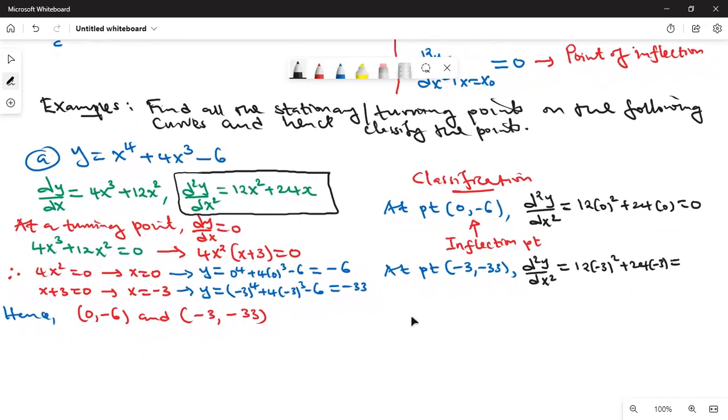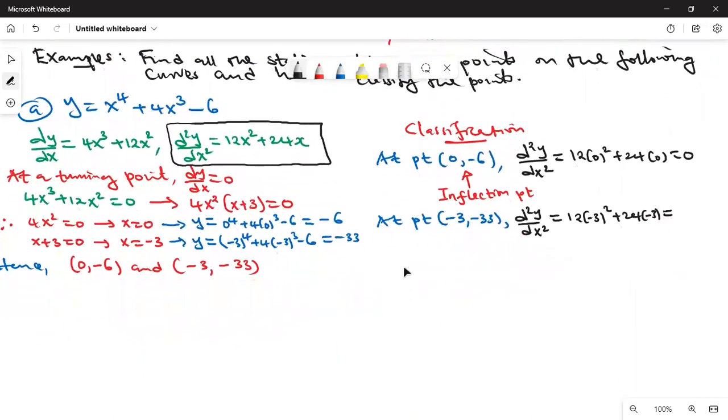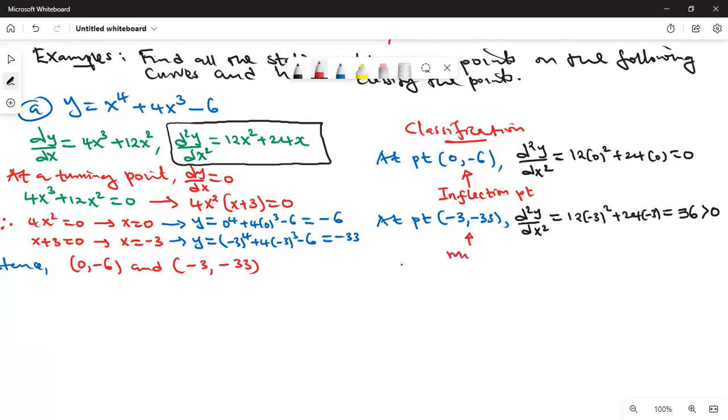Let me take this to the left and up. So the result here is not negative, but positive 36, which is greater than 0. And we said when your second derivative is greater than 0, then it means the point is a minimum point. So this point is a minimum point. So we have found the critical points, and we have also classified the points.